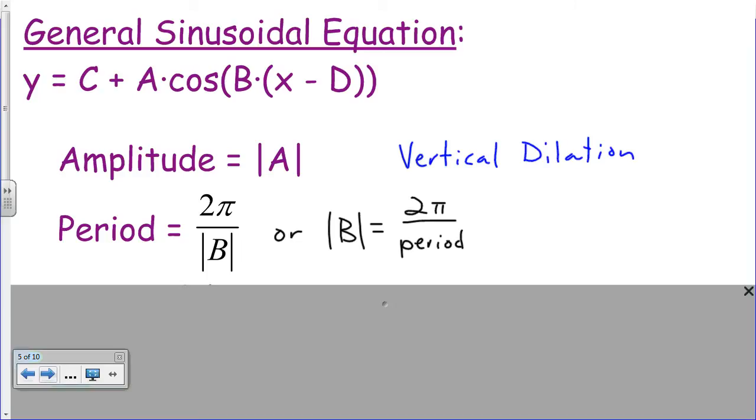Now what the b actually represents, you notice you're multiplying the b times the x minus d there. And so since you're affecting the x value there, that's actually a dilation horizontally. And it's actually the reciprocal of the horizontal dilation.